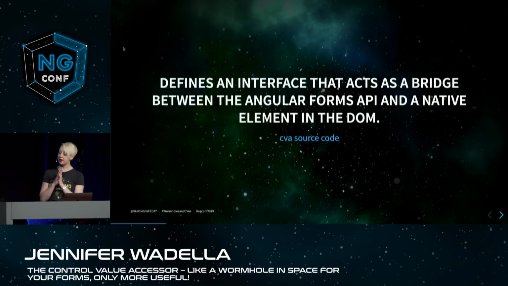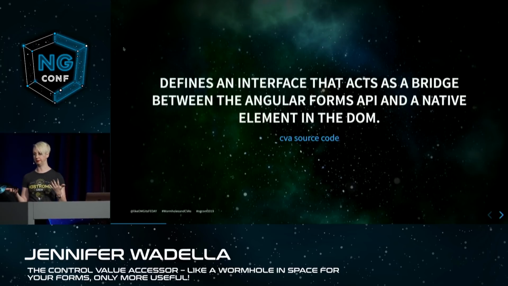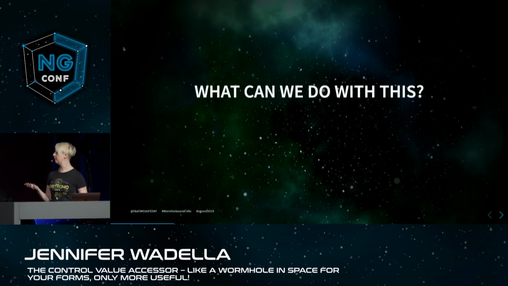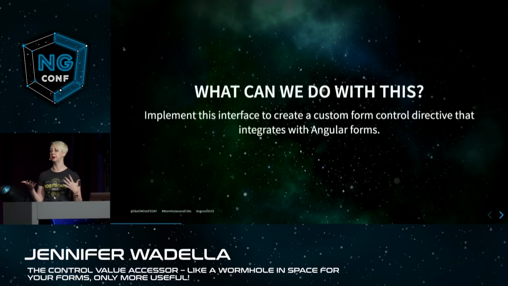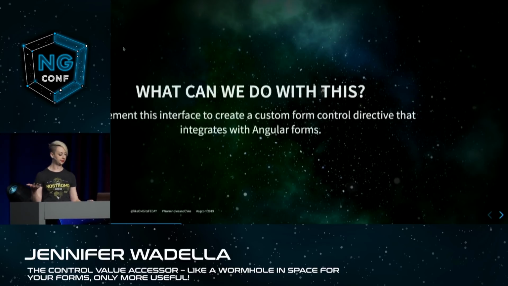OK, but the Control Value Accessor actually defines an interface that acts as a bridge between the Angular Forms API and a native element in the DOM. Blah, blah, blah, blah. What does that mean? We can do a couple really, really powerful things with this to solve form problems. Most specifically, we can implement an interface to create a custom form control that integrates really nicely with Angular Forms.